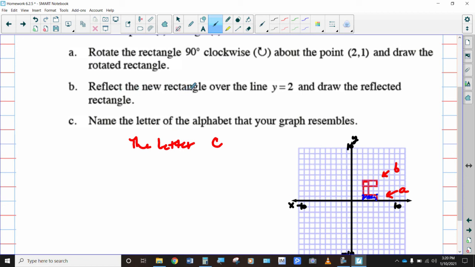Then reflect the new rectangle over y is equal to 2. So this is the line where y is equal to 2, so it's going to form a reflection to here, and that is B. And remember, this was the original, so we have ourselves the letter C that is created from that.